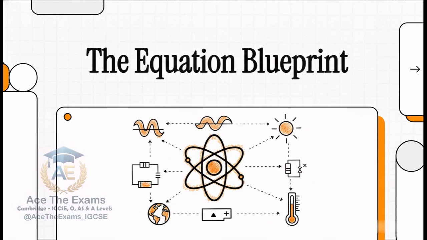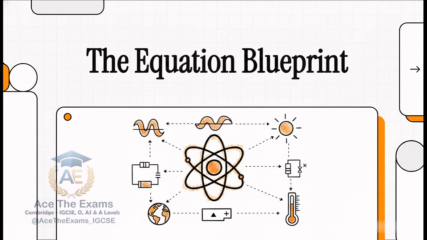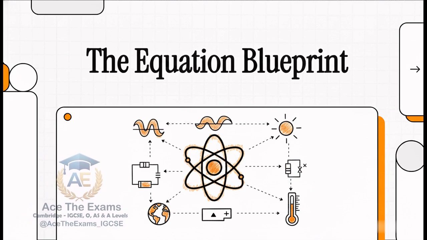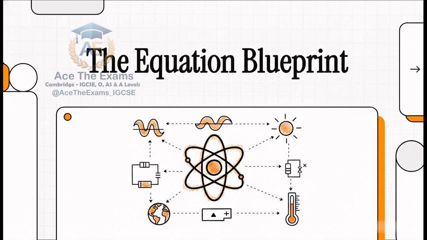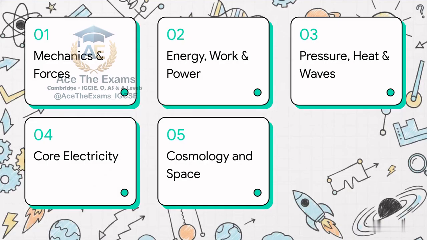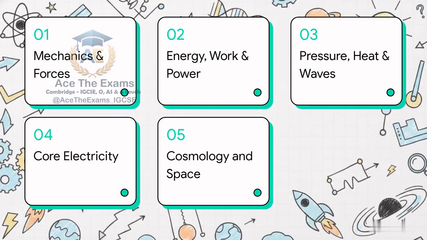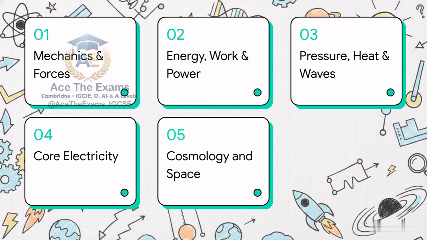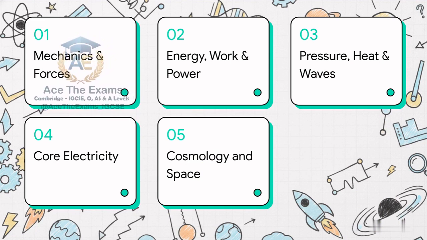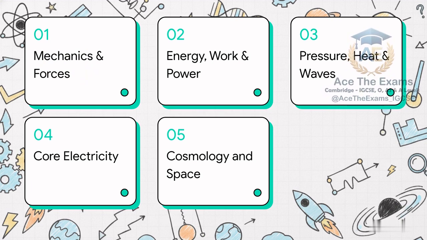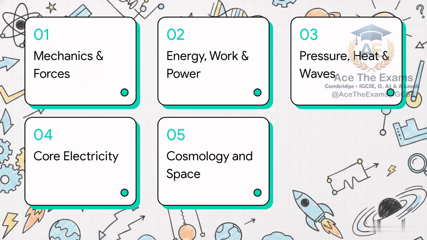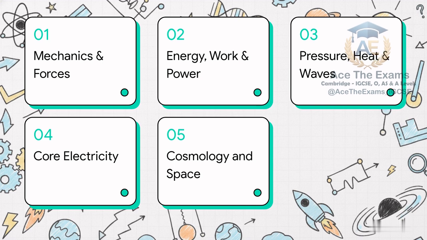Today, we are taking the complete Cambridge physics equation list and transforming it into a tactical, structured blueprint. We're turning a chaotic wall of formulas into an organized arsenal, so you never freeze under pressure again. To execute this extraction smoothly, we have divided our briefing into 5 distinct operational domains. We will sweep through mechanics and forces, extract the intel on energy and power, navigate the fluid dynamics of pressure and waves, decode core electrical circuits, and finally, scale up our operations to the physics of the cosmos.